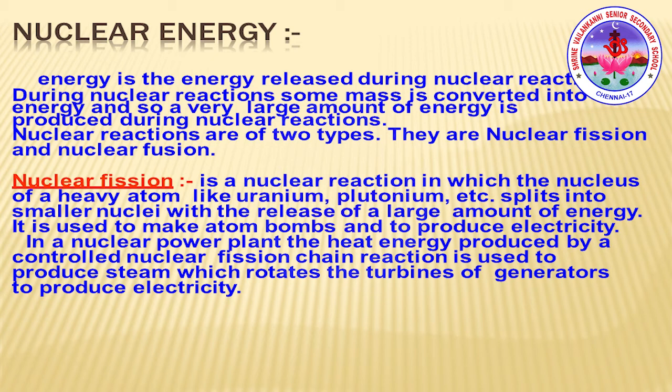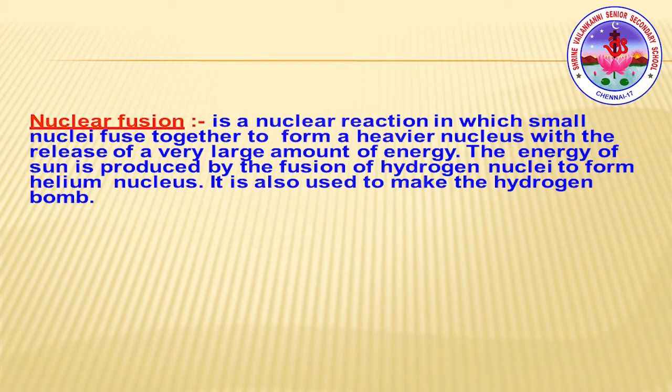In a nuclear power plant, the heat energy produced by the controlled nuclear fission chain reaction is used to produce steam, which rotates the turbines of generators. It helps to produce the electricity. The nuclear fusion. Fusion is a nuclear reaction in which small nuclei fuse together to form a heavier nucleus with the release of a very large amount of energy. The energy of the sun is produced by the fusion of hydrogen nuclei to form helium nucleus. So it is also used to make the hydrogen bomb, right?